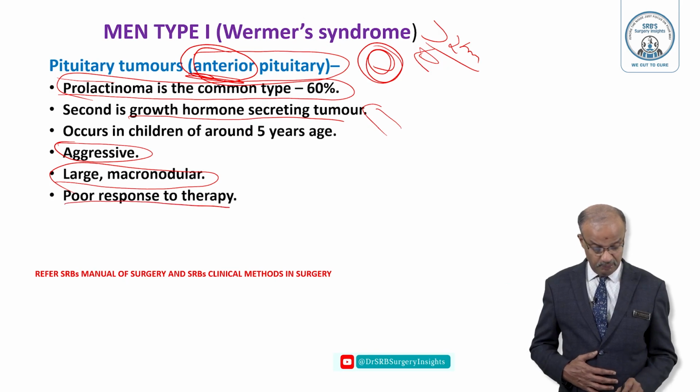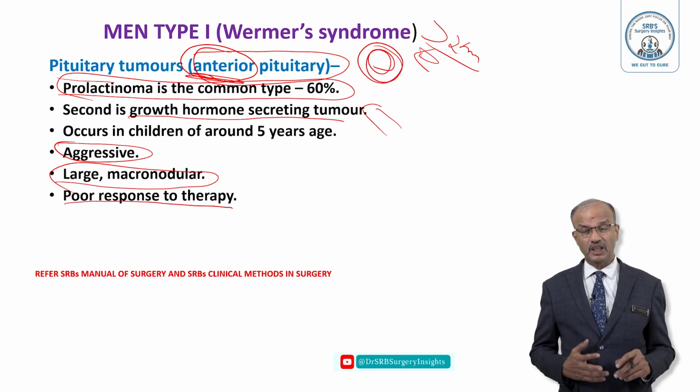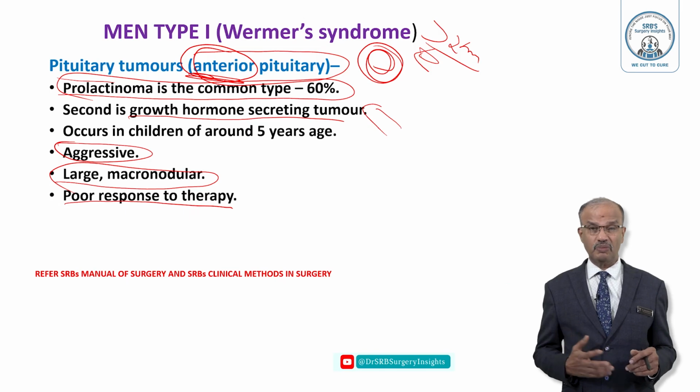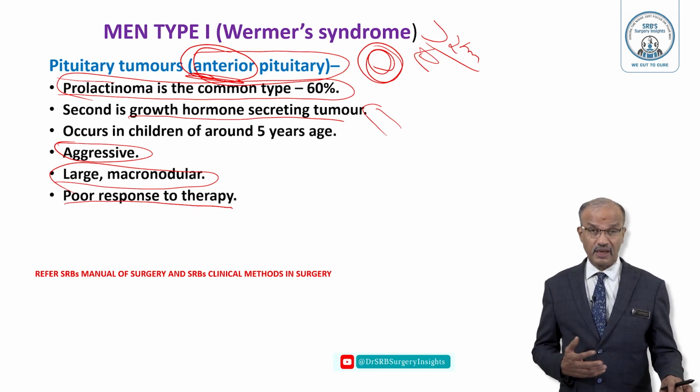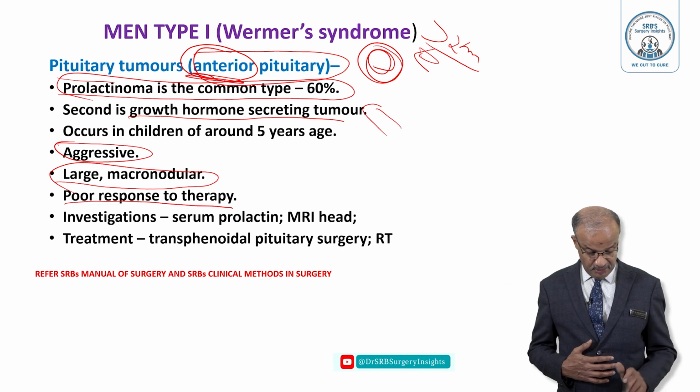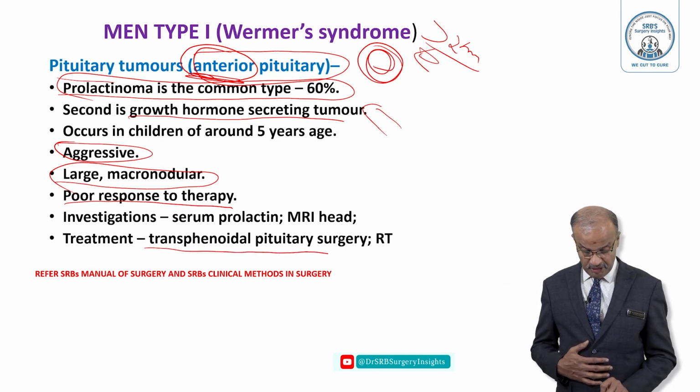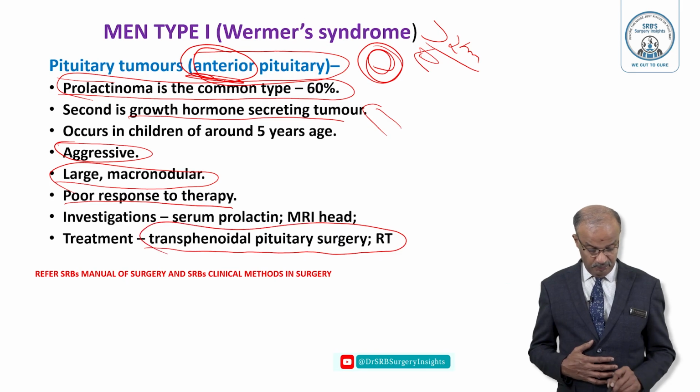Poor response to therapy. Whatever surgery you do, it may recur and cause further problems, and if it is malignant, metastasis, all those things. So serum prolactin, MRI head. Treatment is transsphenoidal pituitary surgery, and radiotherapy is the treatment of choice.